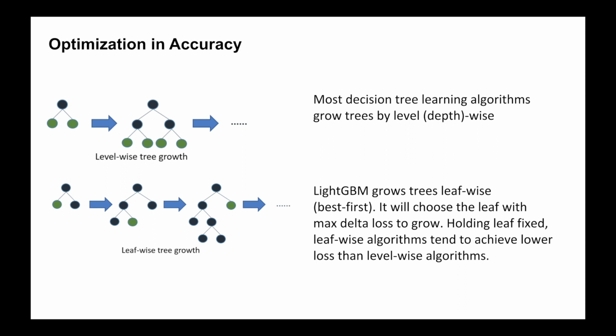Most decision tree learning algorithms grow trees level-wise. As for lightGBM, it grows trees leaf-wise. It will choose the leaf with max delta loss to grow. Holding the leaf fixed, leaf-wise algorithms tend to achieve lower loss than level-wise algorithms.